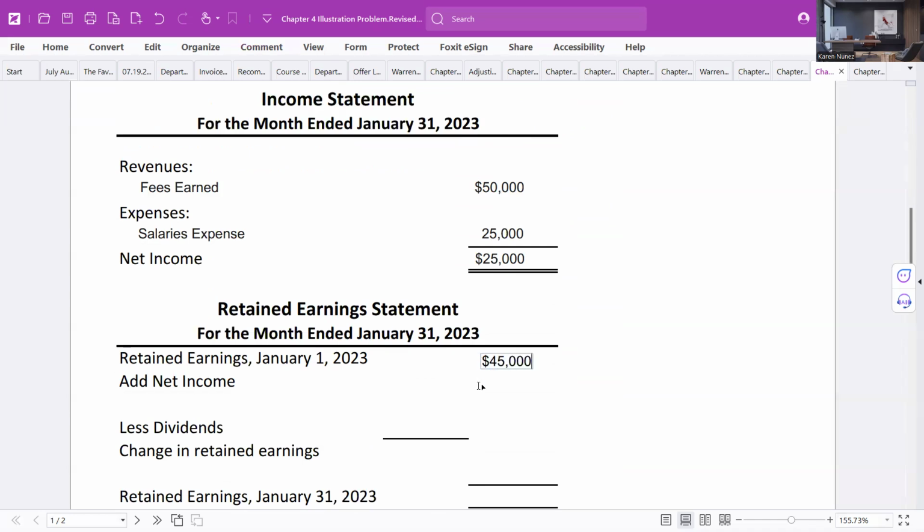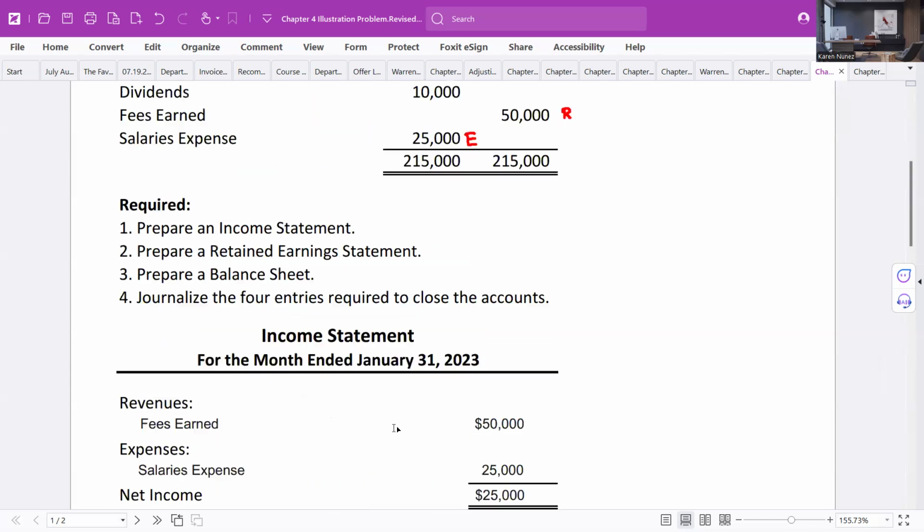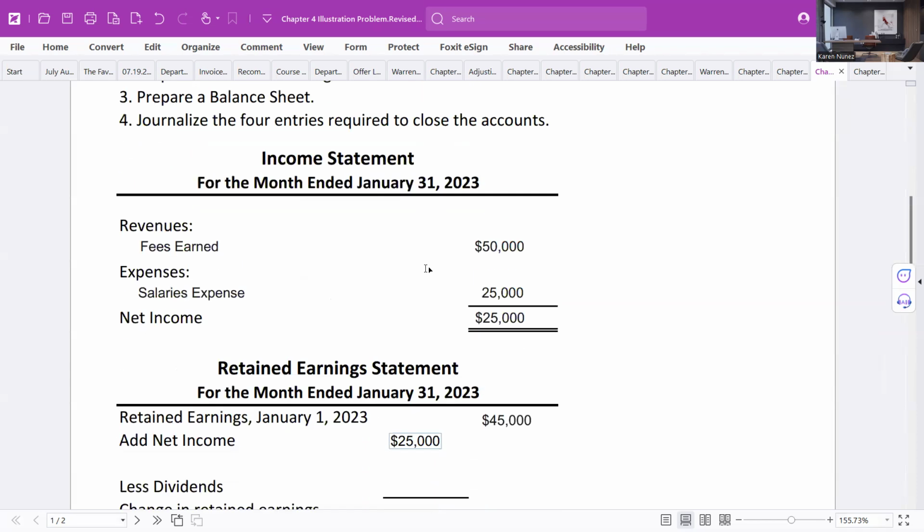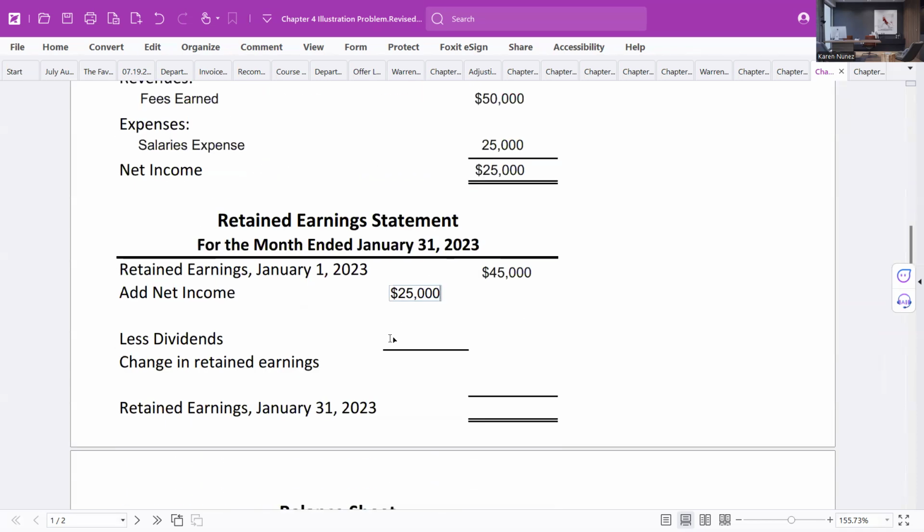And then we just want to add in the income. How much income? Well, it's right there. The income comes from the income statement. So we've got $25,000 of income that comes from the income statement. And then we want to subtract out the dividends. And how much are those? Well, the dividends are 10,000. They're right there. So we want to subtract out the dividends. Got to subtract the dividends. And 25,000 minus 10,000 gives us $15,000 of dividends.